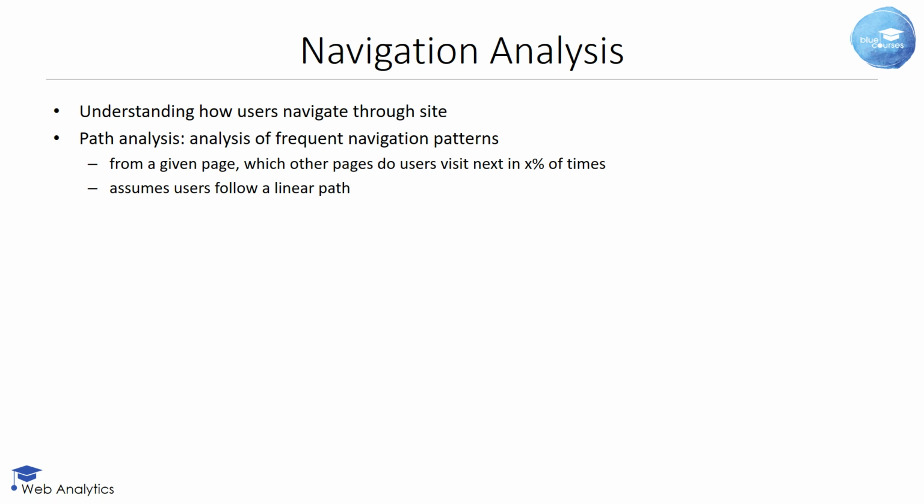A first way of doing navigation analysis is path analysis, which is based on the analysis of frequent navigation paths. The key question to be answered here is, from a given page, which other pages do users or groups of users visit next in X% of the times?